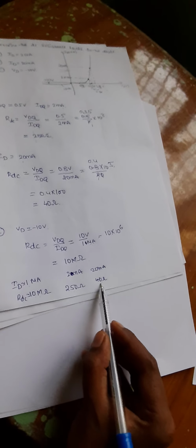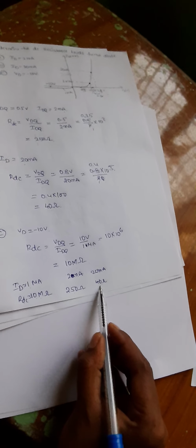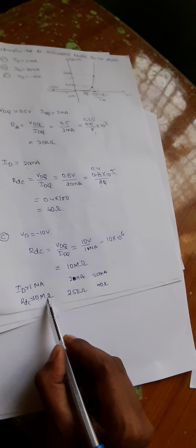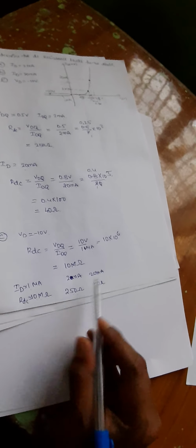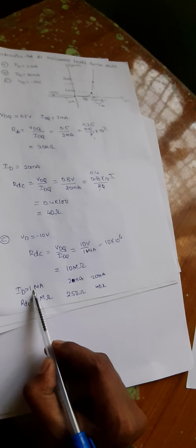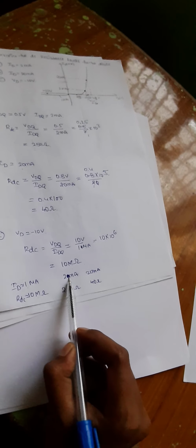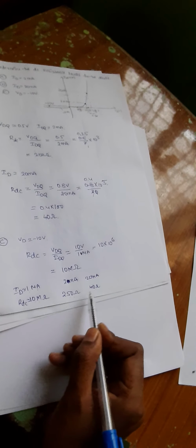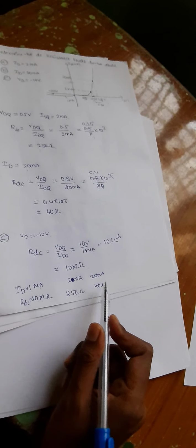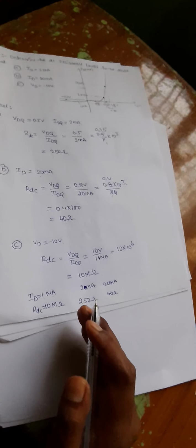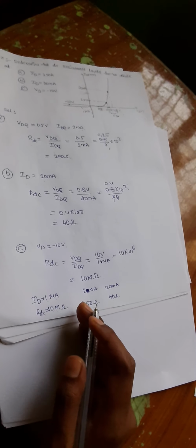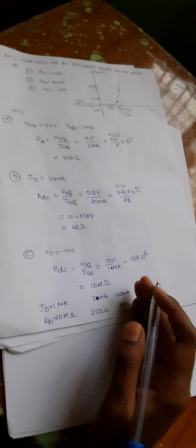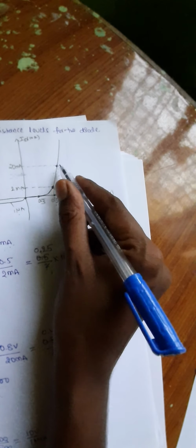If we compare resistance with current, first we have 40 ohms, next 250 ohms, next 10 megaohms. As we increase the resistance, the current decreases: from 20 milliamps to 2 milliamps, from 2 milliamps to 1 microamp. As we decrease the resistance, the current increases. For the DC resistance, R is VDQ by IDQ, which is simply the Q point. As the Q point changes from here to here, the resistance changes from here to here.